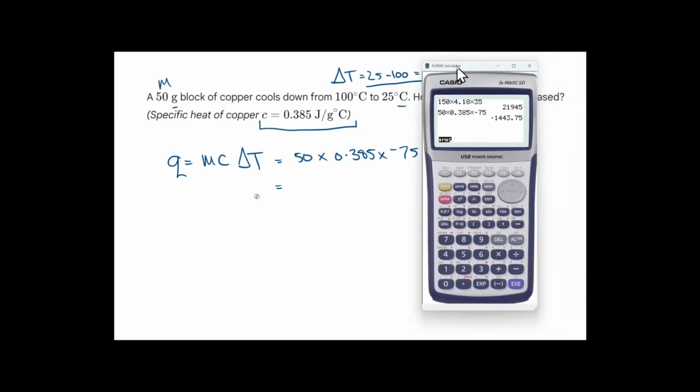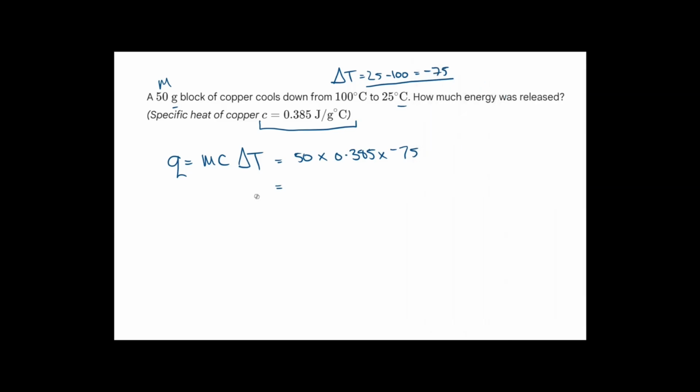1443.75. So the negative denotes that this is an exothermic process, not reaction, and the copper loses this amount of energy. So it loses 1443.75 joules. In an exam you would need to state the direction of where the energy is going.